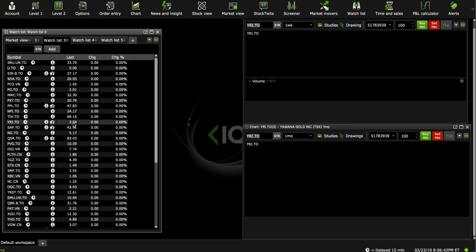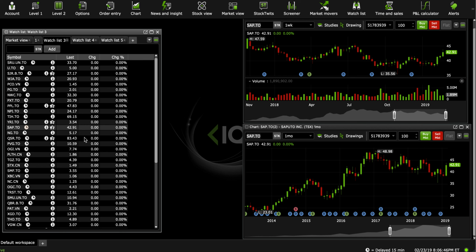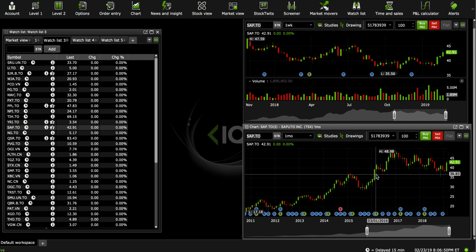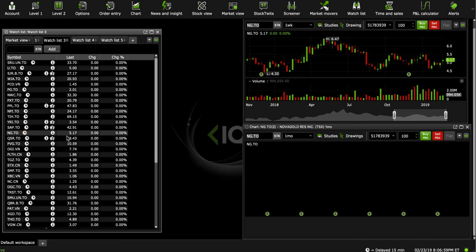I'll try to find a name which I can take a look at and say that, hey, you know what, this one actually looks good. So this Saputo, I mean, it went sideways, now it's trying to break out, but it does have all these resistance coming up over here. Don't really like that one.